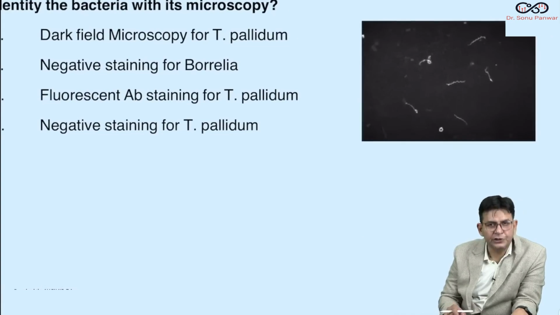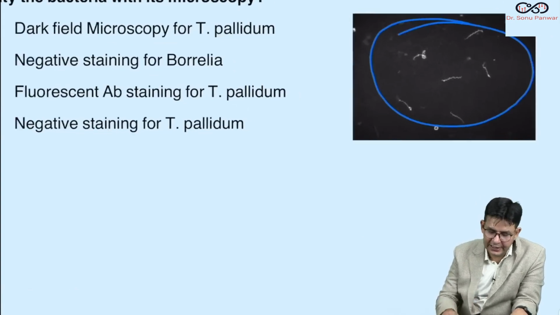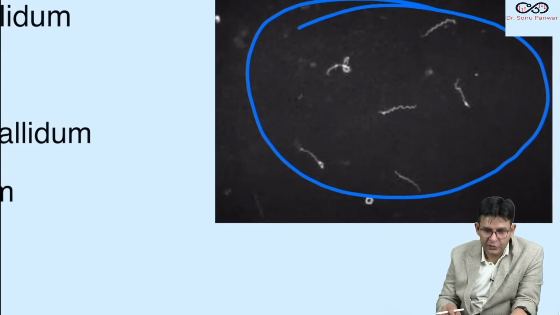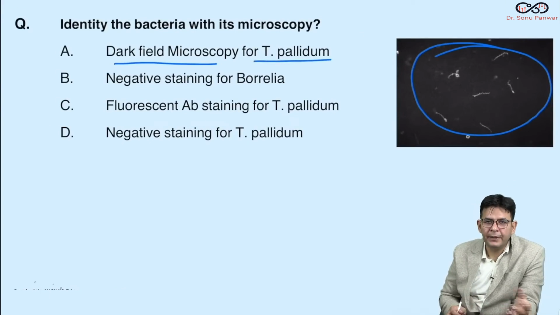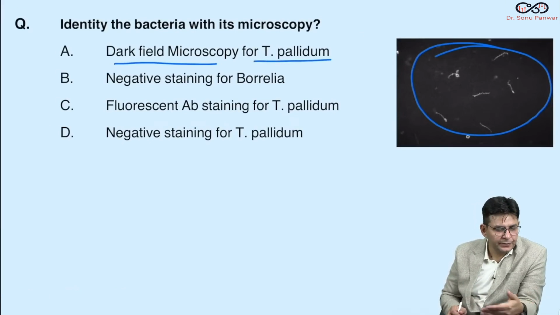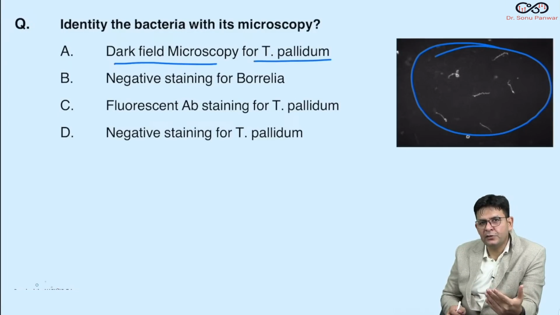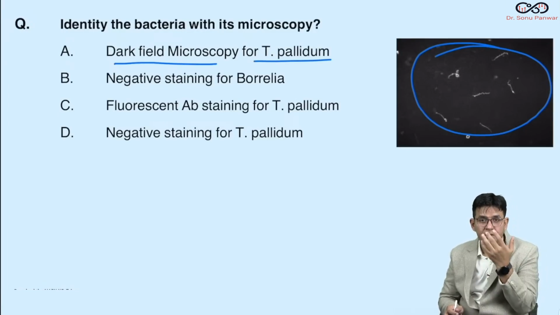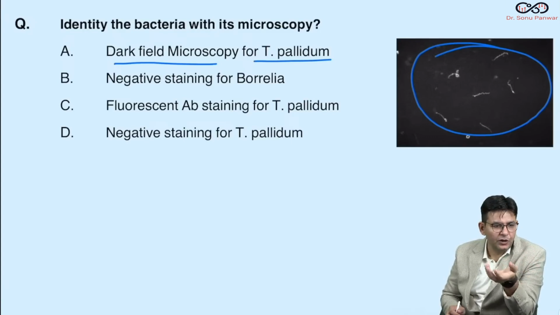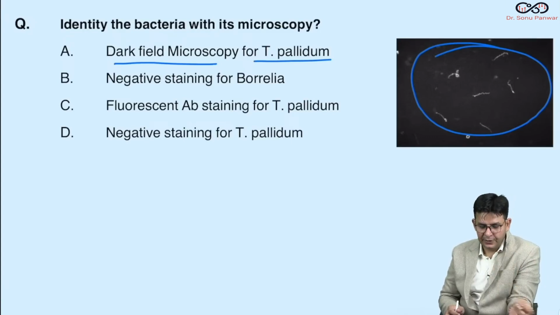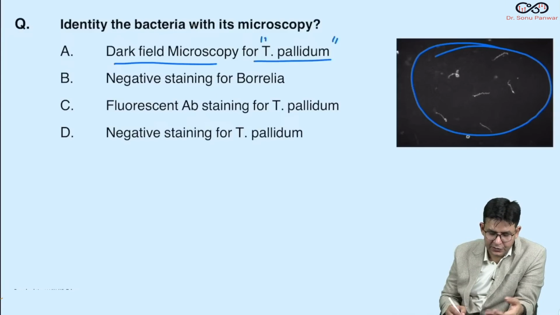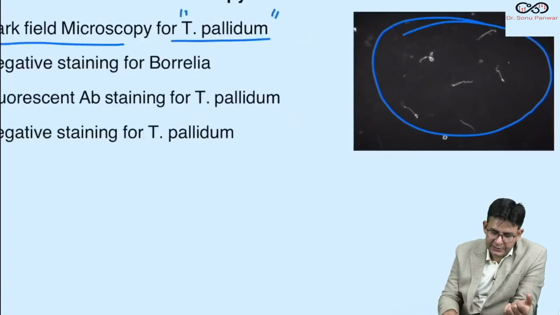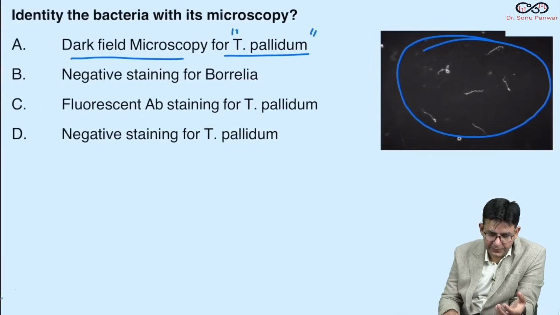Now, another favorite question. Everywhere darkness is there, and against that you are observing these particular fellows moving. So we are talking about what, guys? Dark field microscopy for Treponema pallidum. And Treponema pallidum is a spirochete. Everybody knows this. In dark field microscopy, the question comes, which particular light do you use? Answer is reflected light. And in the normal microscope, what do we use? Transmitted light. So dark field microscopy uses reflected light, and it is used for Treponema pallidum. They are spirochetes, that's why they look spiral in shape.